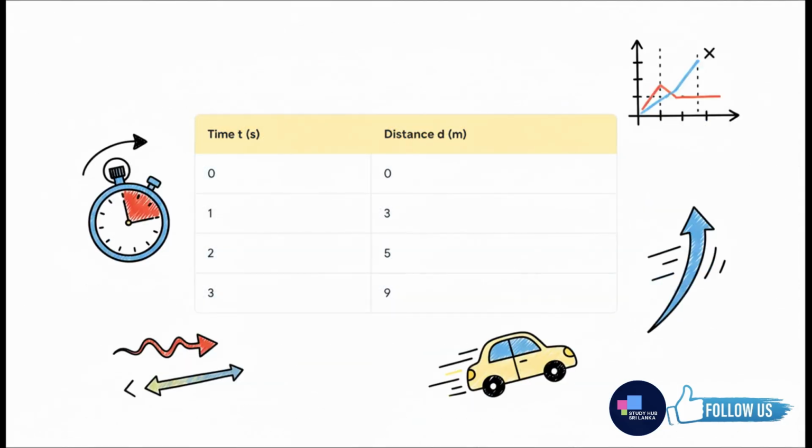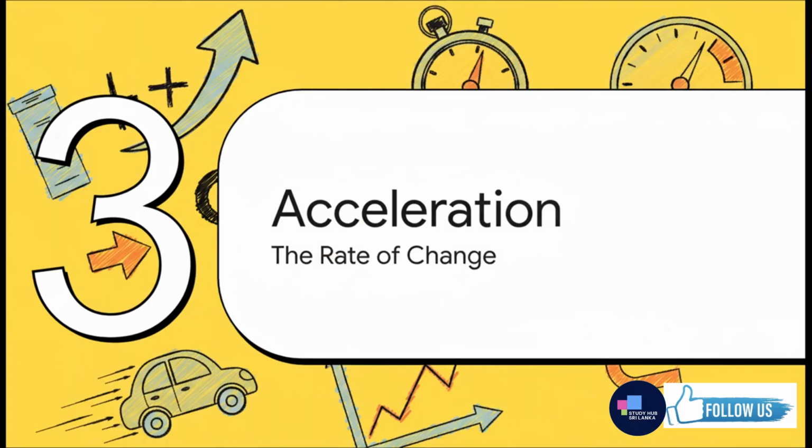But this is a bit more like real life, isn't it? Non-uniform speed. In the first second, it moves 3 meters, okay? But in the second second, it only moves 2 more meters. Then it speeds up and covers 4 meters in the third second. See? The speed is all over the place. It's changing. So that leads to a great question. What do we call it when velocity itself is changing?